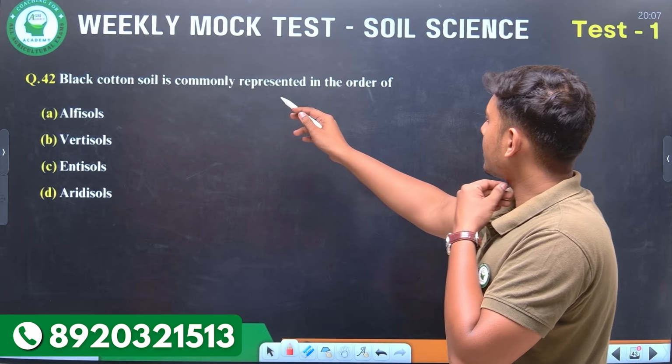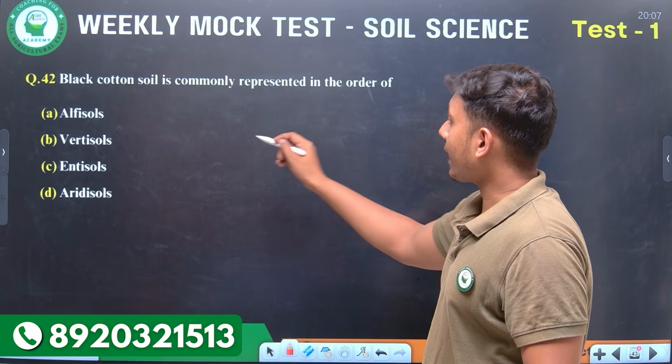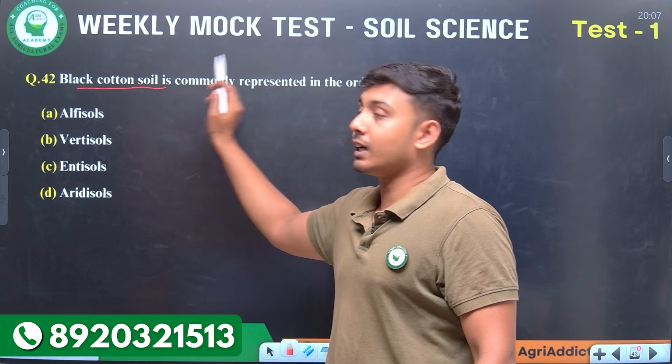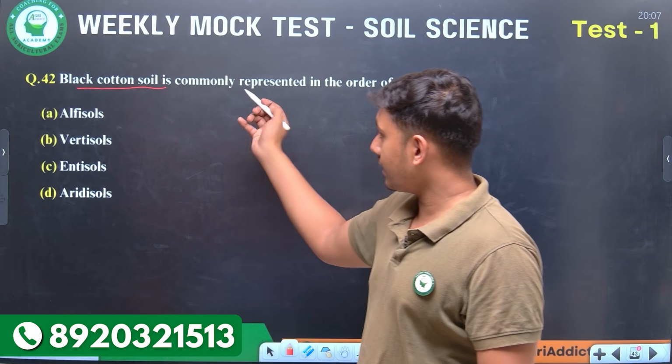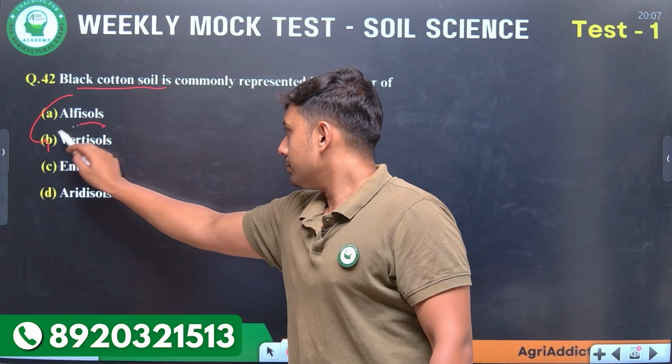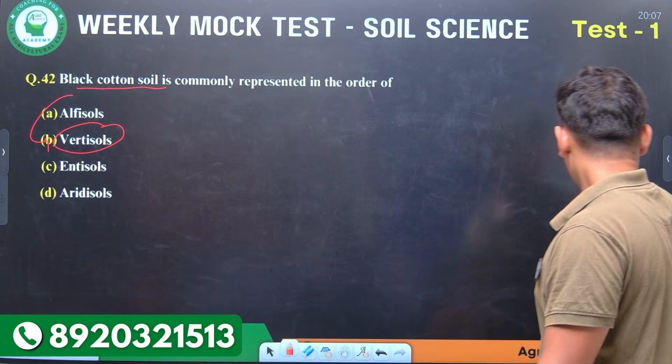Then, black cotton soil is commonly represented in the order. Black cotton soil is nothing but the black soil that we discussed earlier. It comes in vertisol. This is a very easy question.